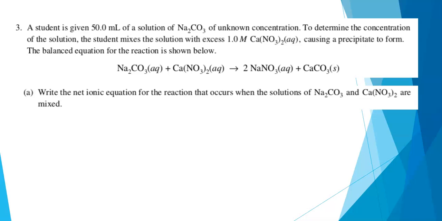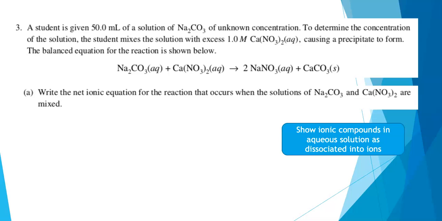Okay, well, this is a skill all AP chemistry students should really be good at. So the key is to remember that your ionic compounds that are dissolved in solution need to be written as dissociated into ions. So if we look at the balanced equation, we're looking at sodium carbonate, right? It's in solution. So we've got 2 sodium ions with a +1 charge and a carbonate ion with a -2 charge. So we need to write that down. And then we've got the calcium nitrate solution. So we've got a calcium ion and 2 nitrate ions.